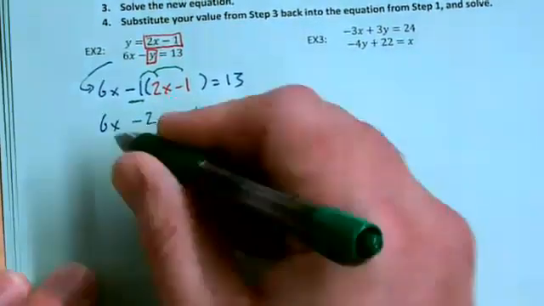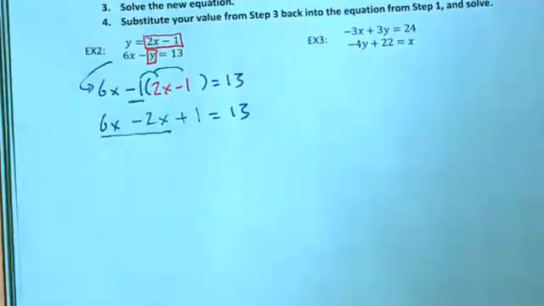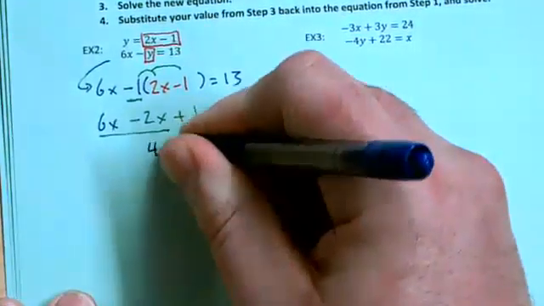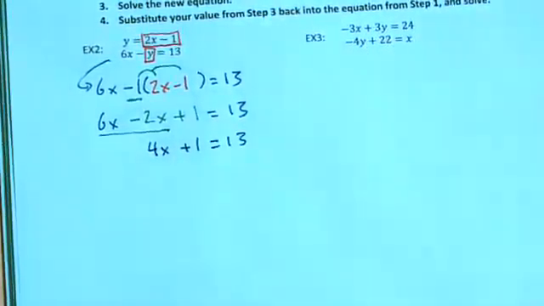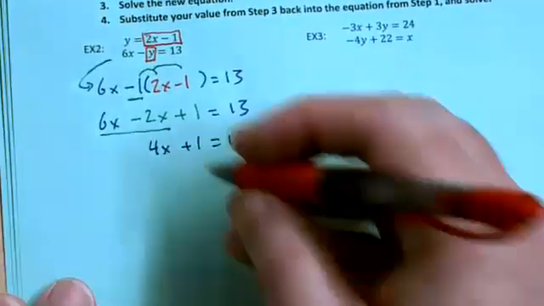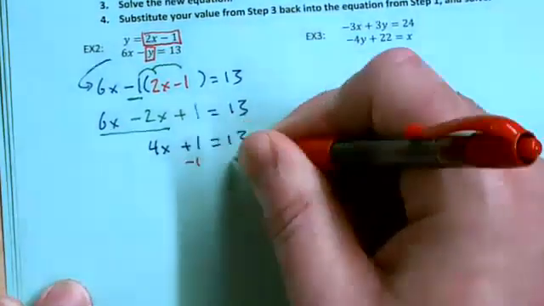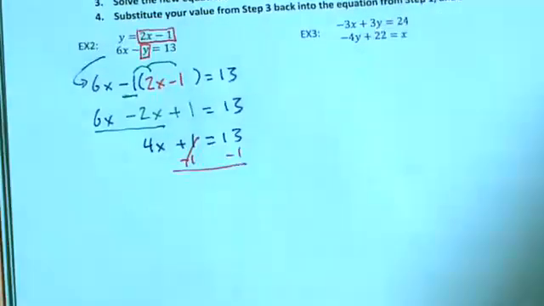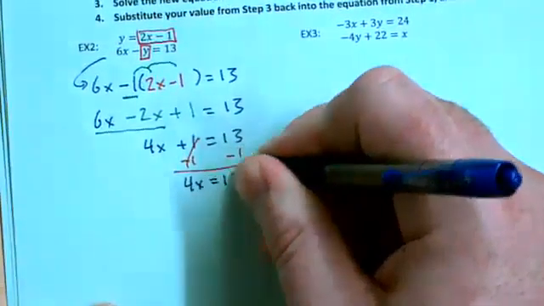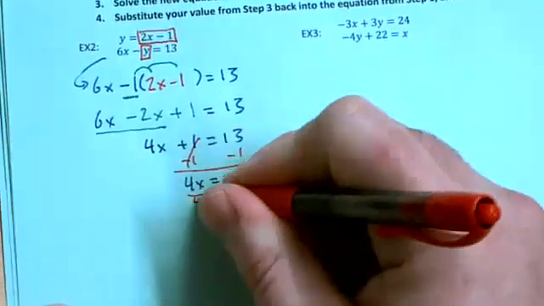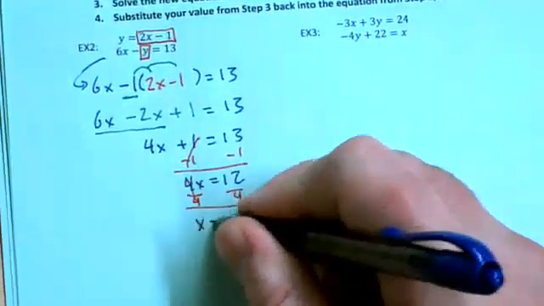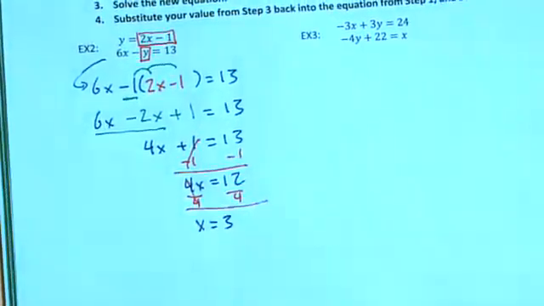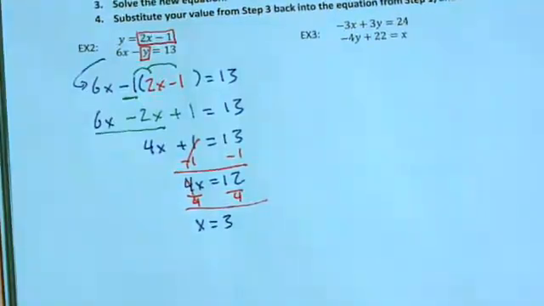What do I see here? Oh, I see some like terms we can put together. 6x and -2x combined to give us 4x. And now I'm just going to go through the rest of my algebra steps to solve here. So we'll do -1 on both sides. And then divide by 4 on both sides. And I've got the first half of my solution. Again, feel free to pause and get all those steps down.